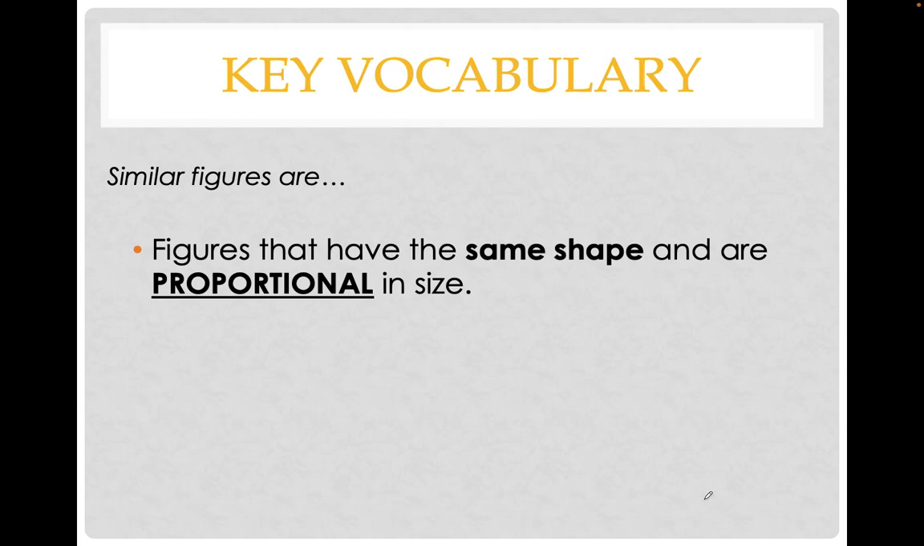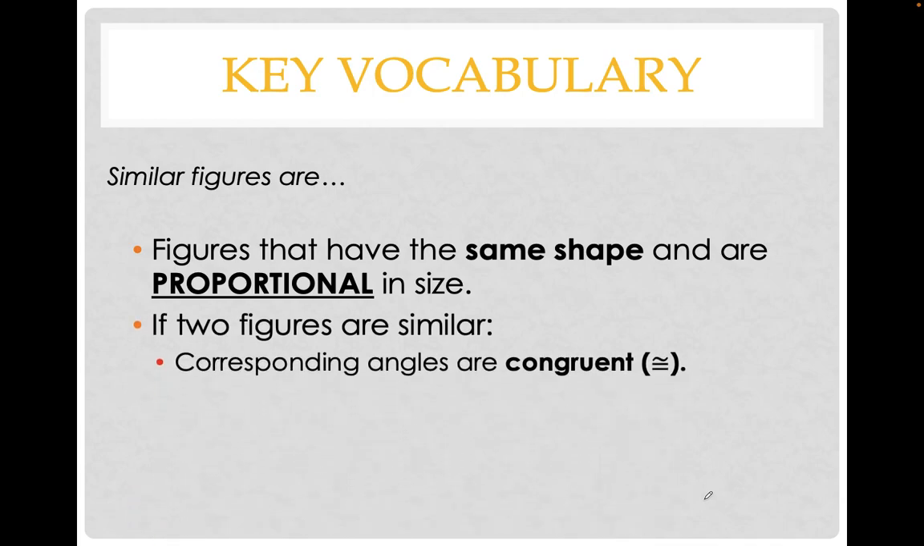Similar figures are figures that have the same shape and are proportional in size. When we say same shape, we don't just mean they're both triangles, or both rectangles, or both trapezoids, or something like that. What we mean by the same shape is that their corresponding angles must be congruent, which means they must be the same. So the actual angle measures of the shapes have to be the same in order for them to be similar. They can't just be any triangles, they have to be triangles that have the same angle measures.